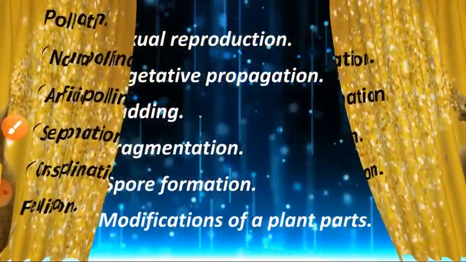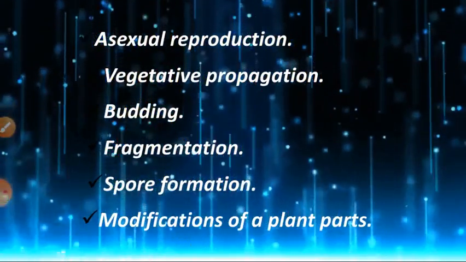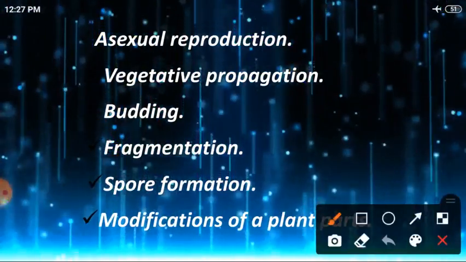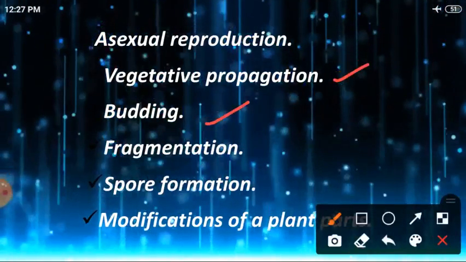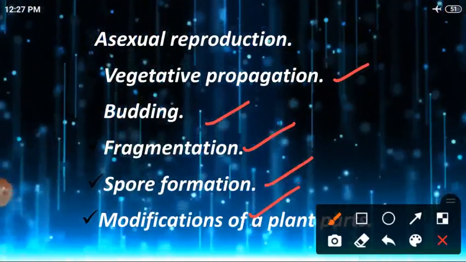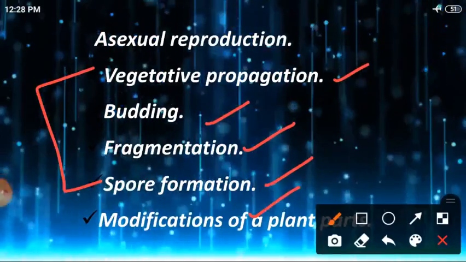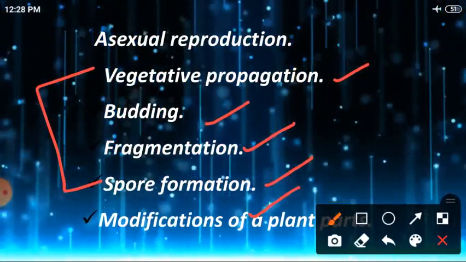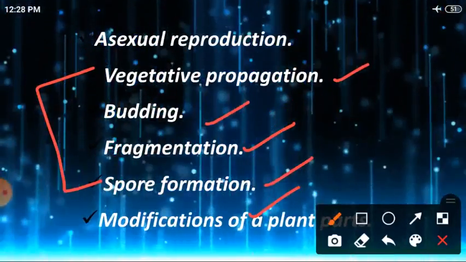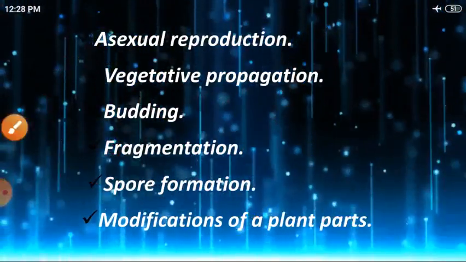And in today's class, we are also going to see about asexual reproduction. The types of asexual reproduction are vegetative propagation, budding, fragmentation, spore formation, and modification of plant parts. These are the asexual reproductions. Vegetative propagation, budding, fragmentation and spore formation. And also we are going to see about modification of plant parts.